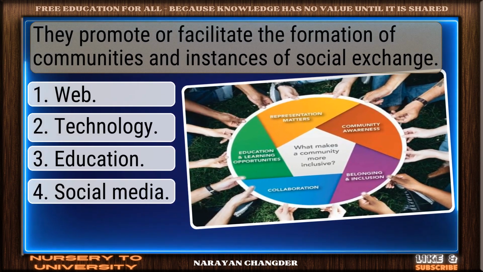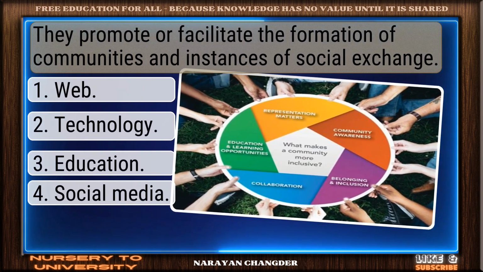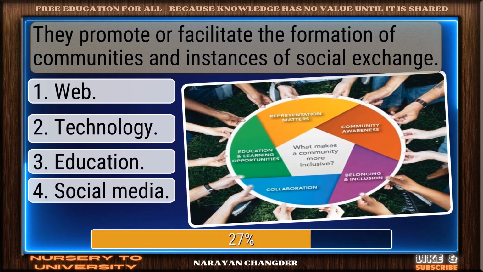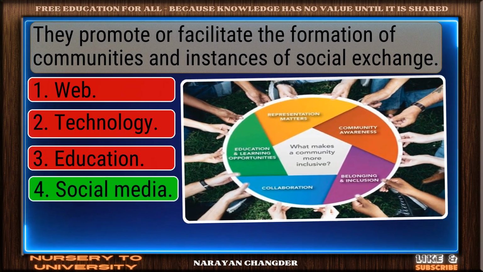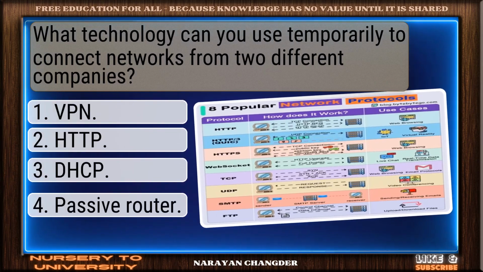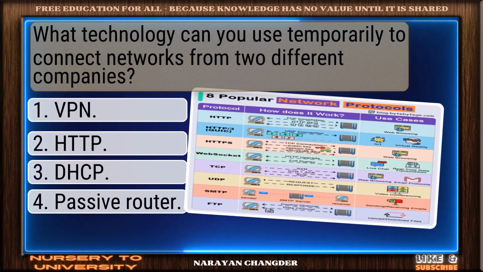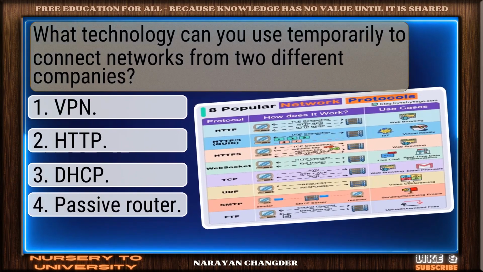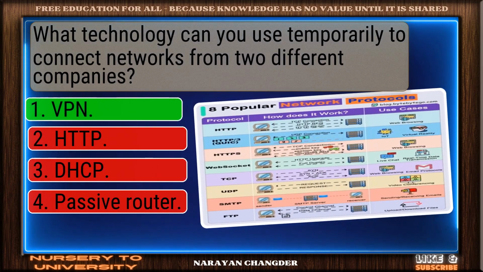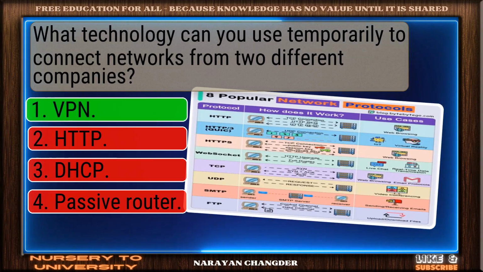They promote or facilitate the formation of communities and instances of social exchange. You got it. Social media fits. What technology can you use temporarily to connect networks from two different companies? Smart move. VPN is accurate answer.